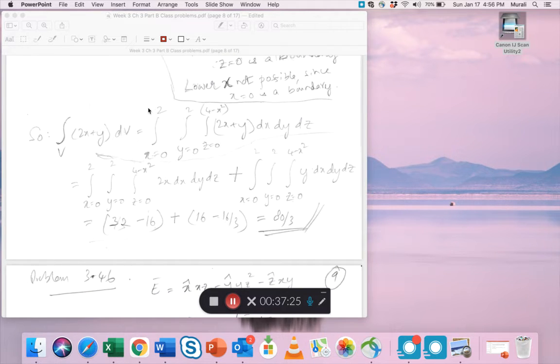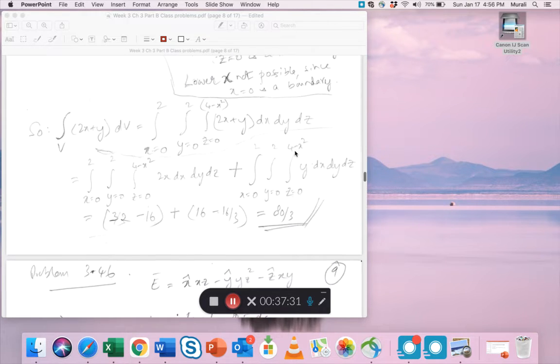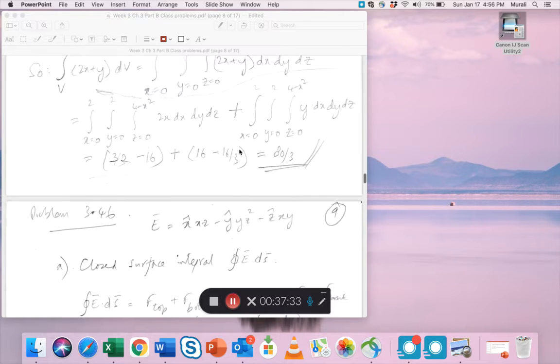So here is the whole expression for the integral. It's split into two parts, 2x and y. So I've separated those, and then if you solve using the methods I've told you on how to do triple integrals and double integrals, first you do the inside, then you do the middle, then you do the outside integral, you should come up with 80 by 3.